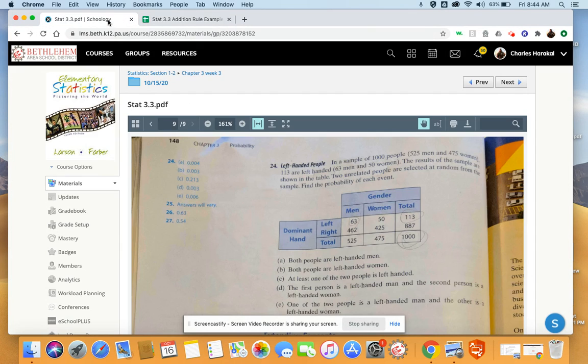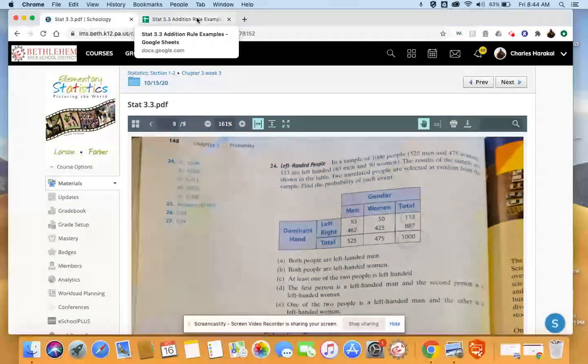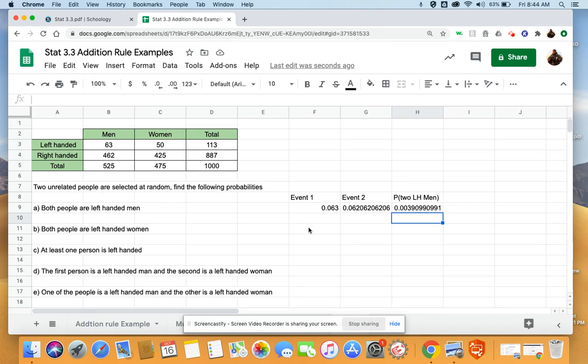0.0039, double check our answer always, 0.004. So they've rounded to 3 decimal places. Second question. Both people are left-handed women. Almost the identical question. We're just picking the 50 women equals 50 divided by 1,000. And now we don't have 50 anymore. We have 49 out of 999.